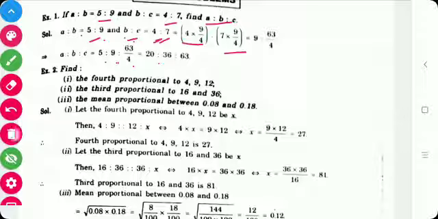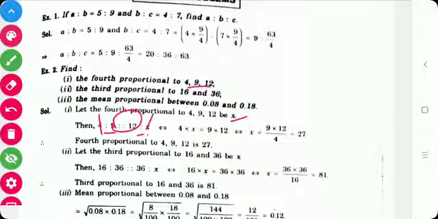Next is the fourth proportional to 4, 9 and 12. As we know, the fourth proportional is the extreme term. Let the fourth proportional for 4, 9 and 12 be x. So we write 4 is to 9 equals 12 is to x. The formula is that the product of the extreme terms equals the product of the middle terms. So 4 into x equals 9 into 12, so x equals 9 into 12 divided by 4, which is 27. So the fourth proportional to 4, 9 and 12 is 27.